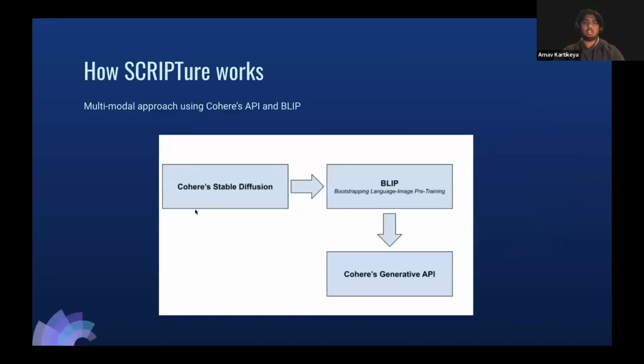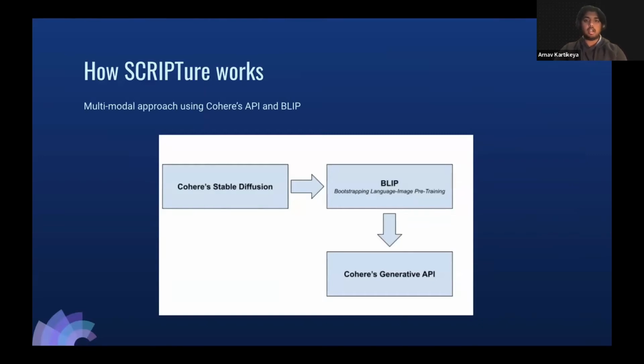All right. So Scripture uses a multimodal approach, which starts with Cohere's version of Stable Diffusion. It's as simple as inputting a prompt and then getting a text output, image output. We then take this image output and run it through an image captioning model called BLIP. And finally, we take the text from the caption model and run it on a fine-tuned generative model, which Atharva will talk about later, which gives us our overall output for the backstory.